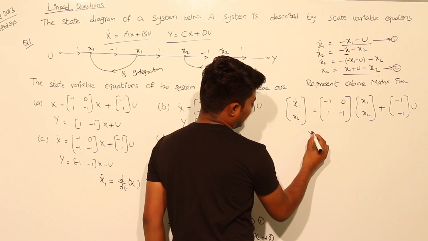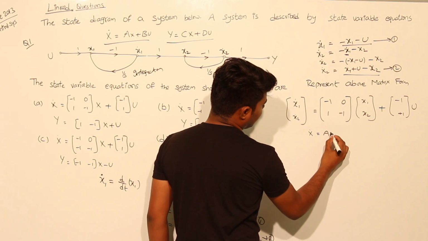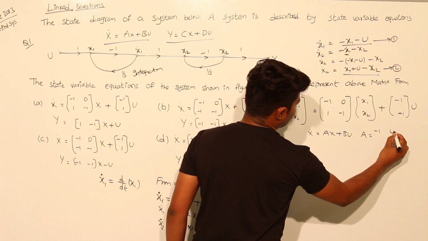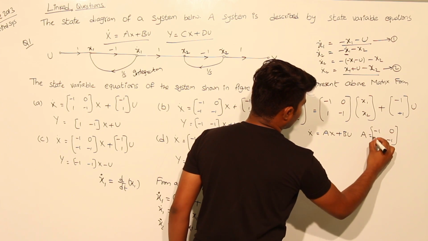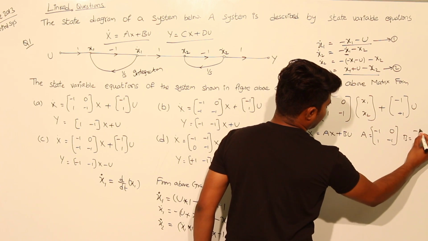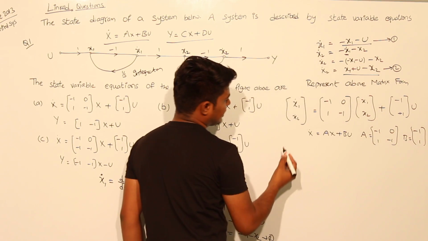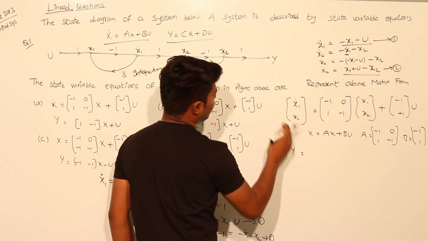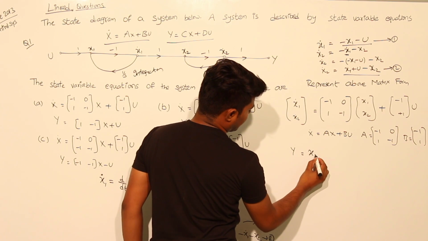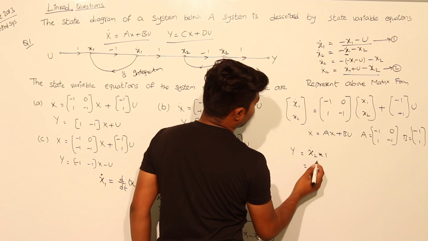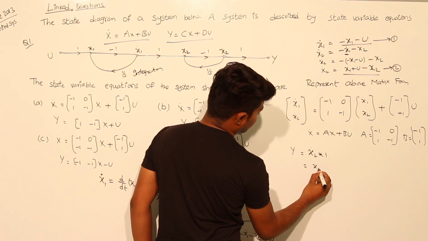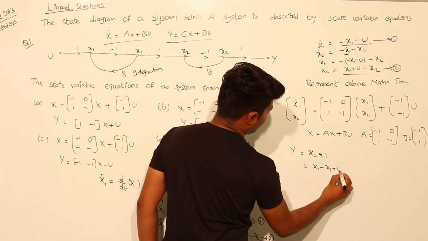This is in the form of x dot equal to Ax plus Bu, where A equals [-1 0; 1 -1], and similarly B equals [1; -1; 1]. Now we write the same equation for y. Y is equal to x2 dot, which we can write as x1 minus x2 plus u.